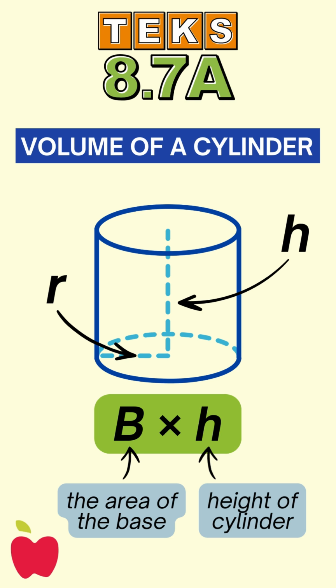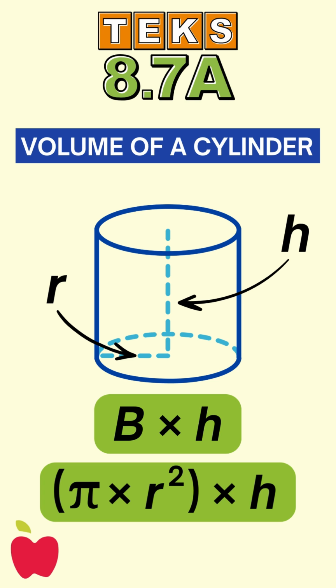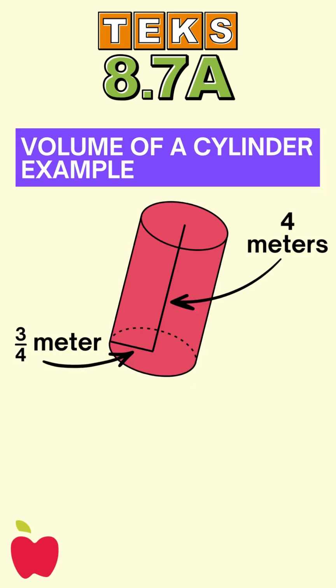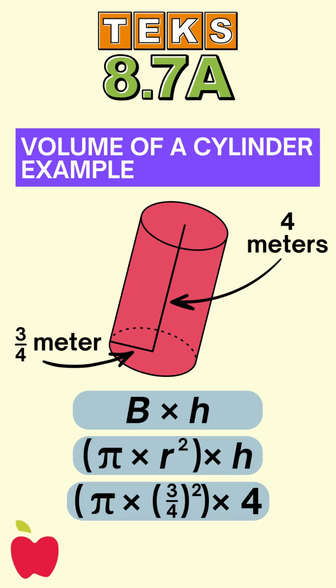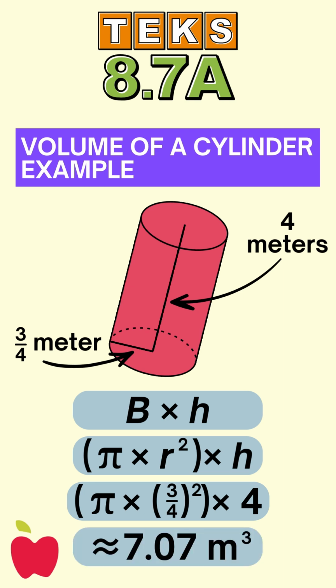Since the base of a cylinder is a circle, we can rewrite the volume formula using the area of a circle formula in place of capital B: pi times the radius squared times the height. For example, let's find the volume of a cylinder with a radius of 3/4 of a meter and a height of 4 meters. By substituting the given values for the variables into the formula, we can calculate that the volume of the cylinder is approximately 7.07 cubic meters.